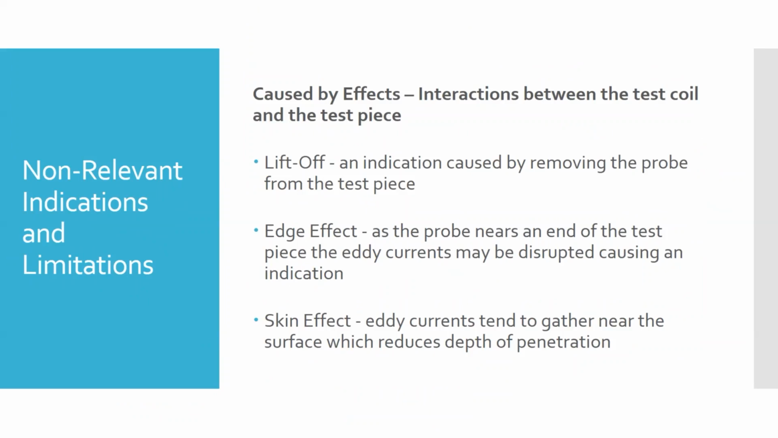Now, the diagrams I had up there didn't have edge effect on them. But essentially what happens with edge effect, let's use this, is that as we bring our coil near the edge of a part, so as we start to bring our coil over here, and we move it off that edge, there's going to be less and less metal or material in front of the face of the coil.